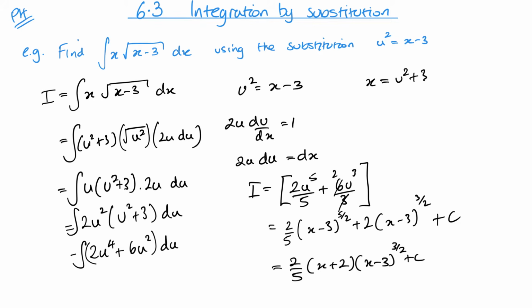I think it comes down to personal preference, and sometimes depends on the question itself. So I would recommend you try both ways a few times as you do questions and see which way you prefer. Because if it doesn't give you the substitution, you might want to choose between u or u squared when you've got a square root within your integration.